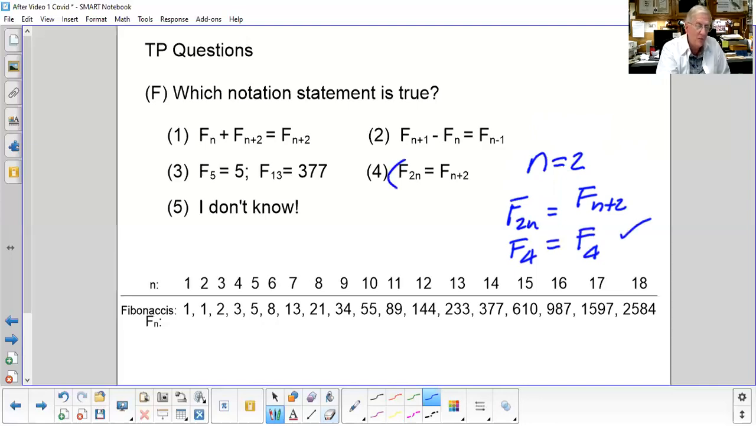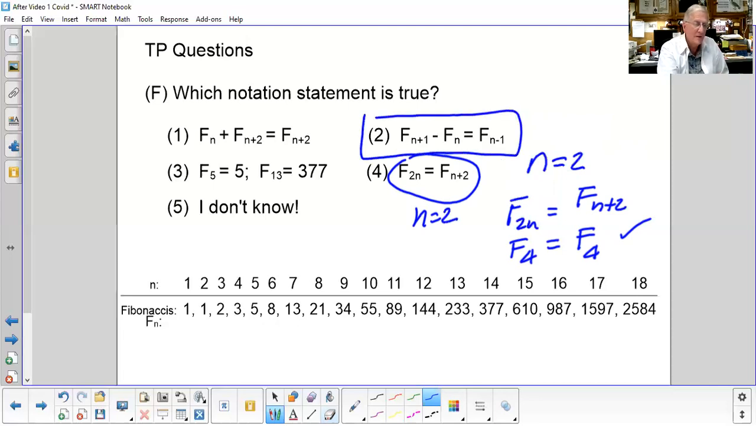But this only works when n is equal to 2. It doesn't work for any other value, right? So it's not a true statement. Only in one case is it a true statement. So it appears then that this wacko statement right here is correct. It should be number 2.